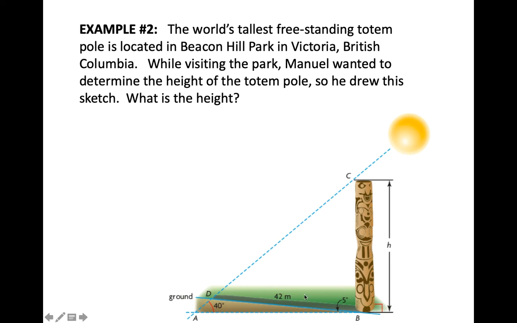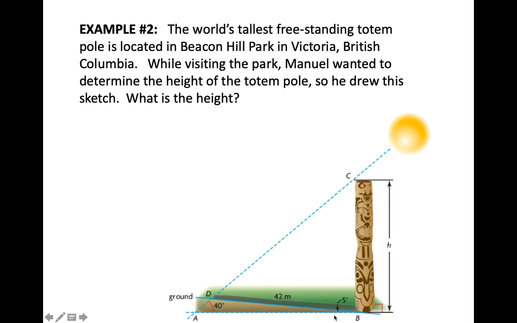And here he's added some information in this drawing. First of all, the totem pole is at the bottom of an incline, and Manuel was able to give a reading and estimate that the incline of this hill is about 5 degrees. He also backed off. He could see that the shadow for the totem pole was 42 meters long. And he looked up and was able to measure the angle of elevation to the sun and realized it was 40 degrees. So, what we want to know is, what is the height of this totem pole?